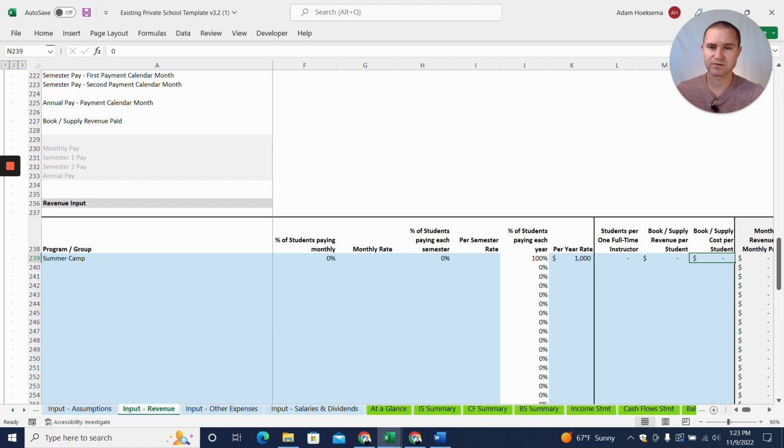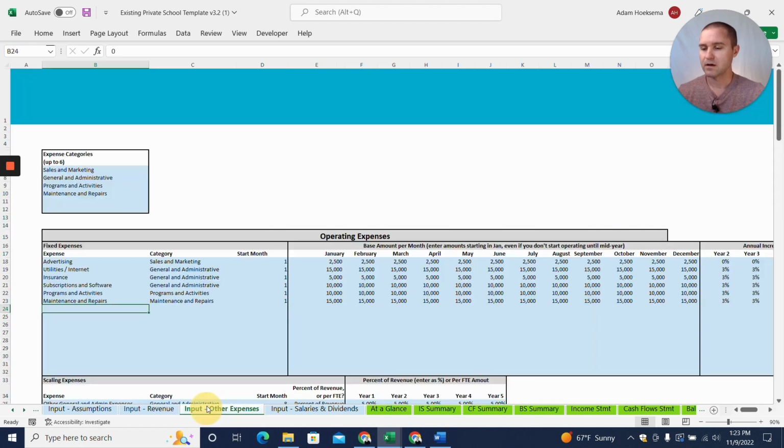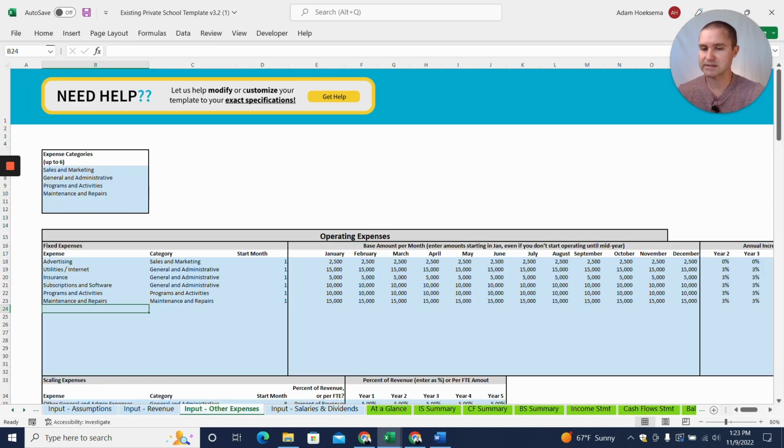You could also use this section for maybe an after-school program that students are paying for as well. You could add that in here. Okay, now let's go to our input other expenses here.